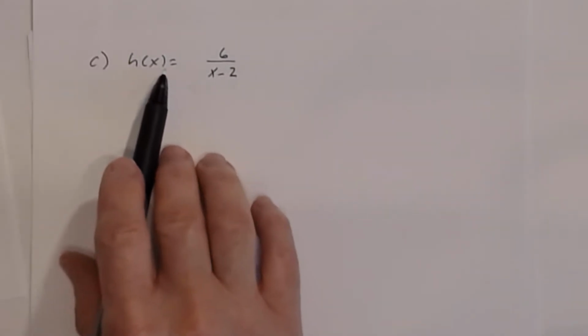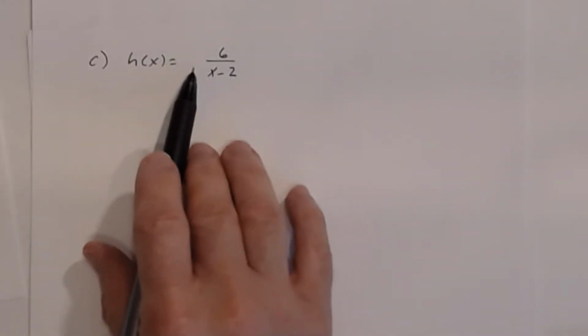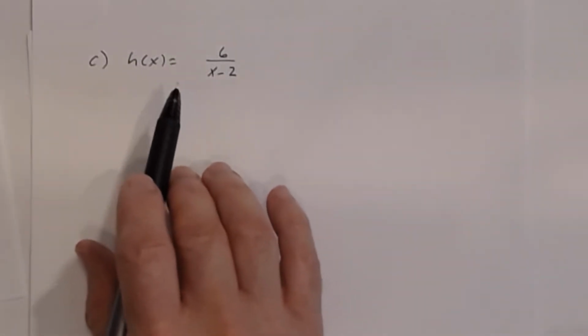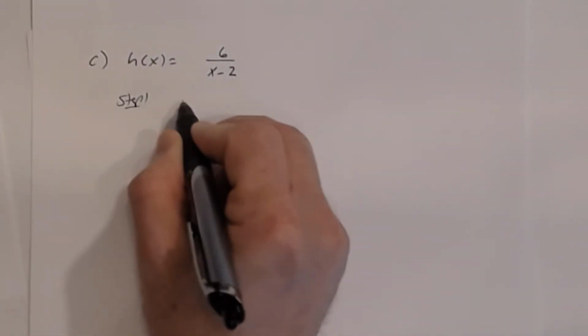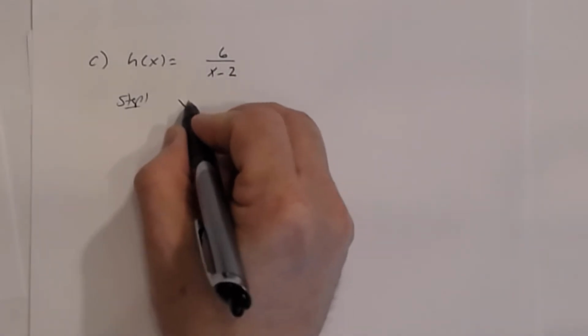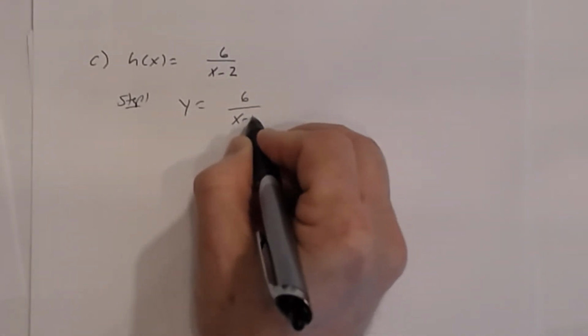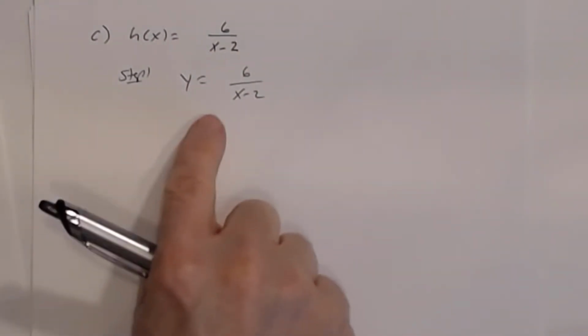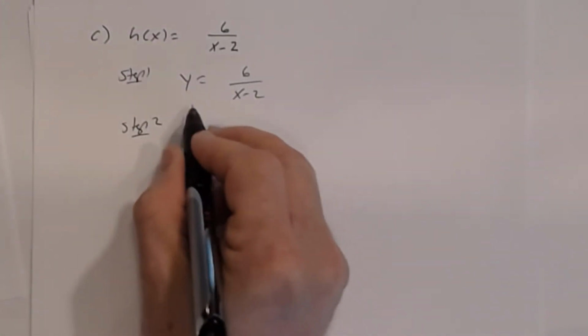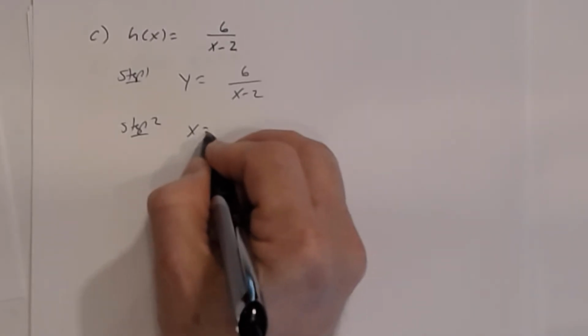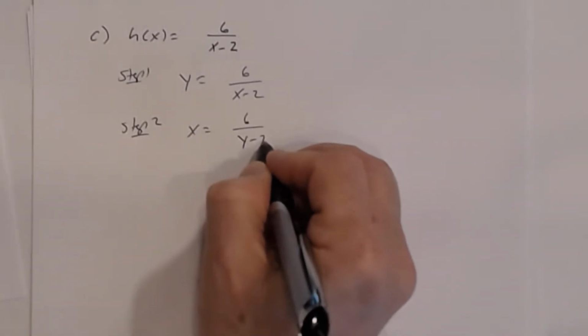So in letter C, you have this rational function. All right, now listen carefully how we're going to do this. So you got to be careful. So step 1, replace h of x with y. So y equals 6 divided by x minus 2. Now, that part's easy. Step 2 is easy as well. Remember, step 2, interchange the variables. X equals 6 divided by y minus 2.